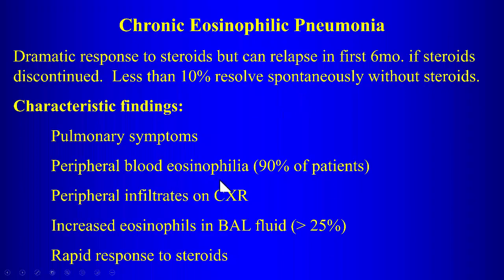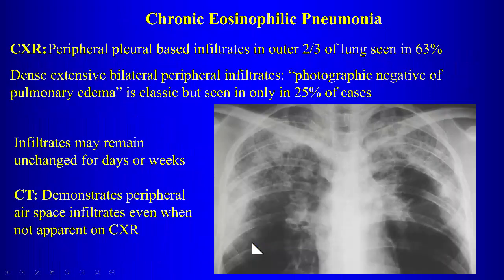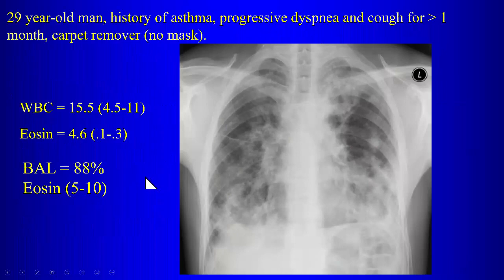So: pulmonary symptoms, peripheral blood eosinophilia, peripheral consolidations on chest radiograph. There may be eosinophils in the BAL fluid if the patients have bronchoscopy, and a rapid response to steroids. Some descriptions of this say it is a photographic negative of pulmonary edema, because the consolidations can have that peripheral distribution. They may remain chronic, but with these peripheral consolidations, you can think of chronic eosinophilic pneumonia.